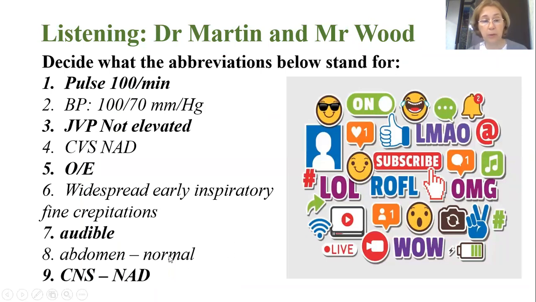Okay. So the number 8, abdomen is normal, and the last line here, CNS, NAD. CNS, what is the meaning? This is the central nervous system. Yes. And NAD, no abnormality detected.